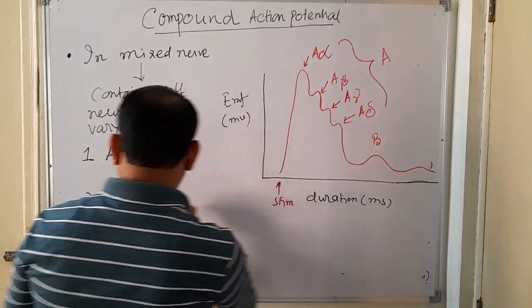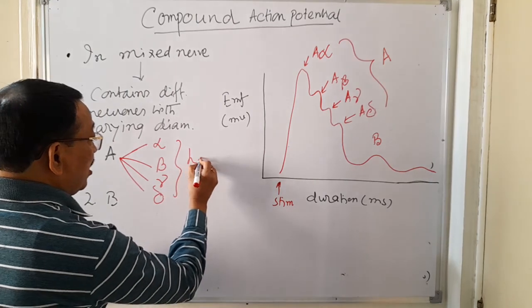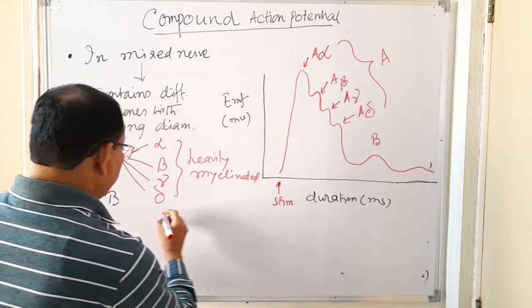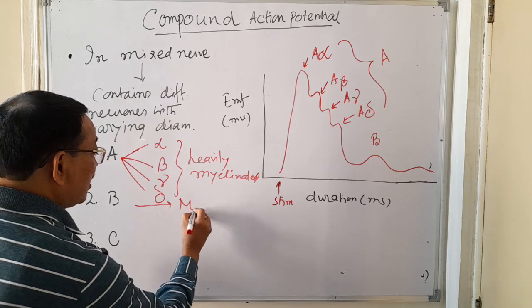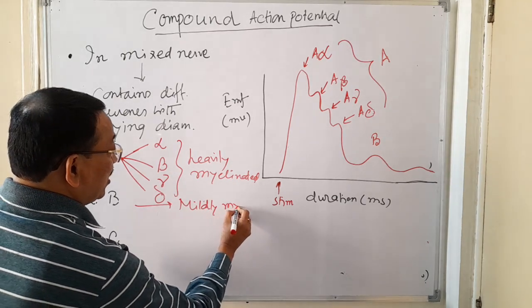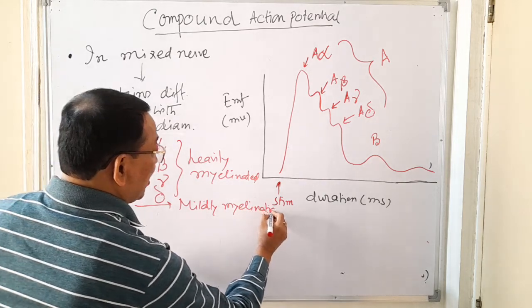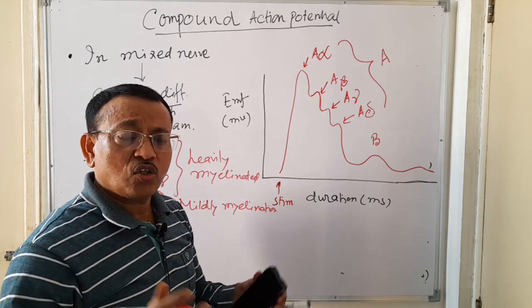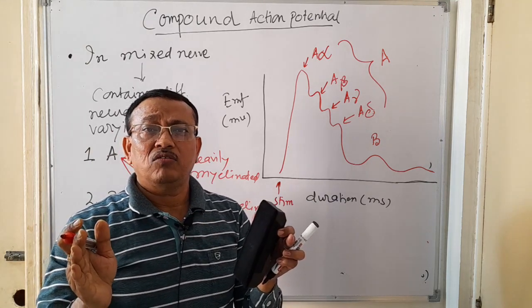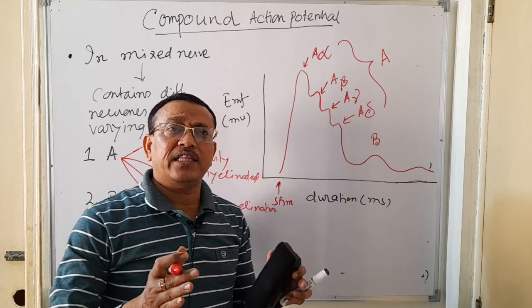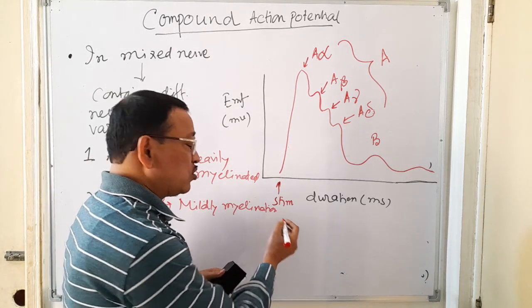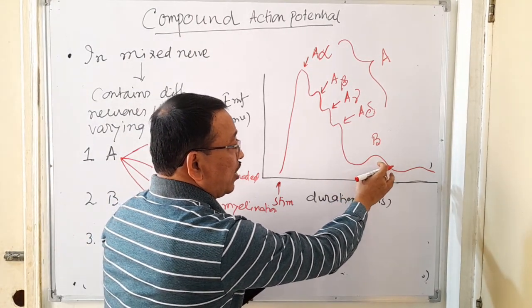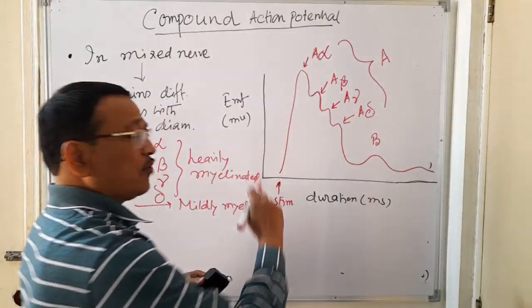Now this is the wave due to the B fibers. As I told, the A fibers are heavily myelinated, and this fiber is mildly myelinated. As it is mildly myelinated, the thickness of the myelin sheath is comparatively less. So the nodes of Ranvier will appear within a short distance, and thereby the rate of travel of the impulse will be slow. As the rate of travel is slow, this will appear late, and this type of wave is due to the B category of fibers.